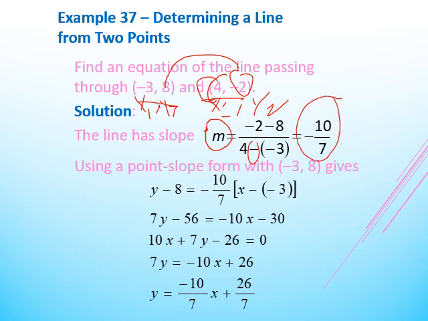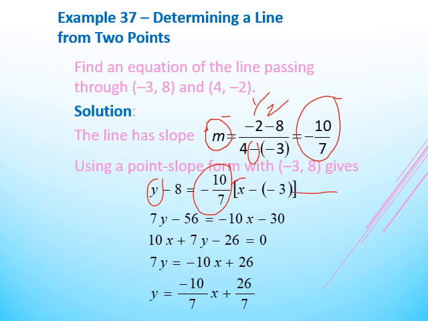Now we will use the point-slope form to get the value of p, by taking y and x as unknowns, using the value of the slope which we got in the first step, and substituting any of the 2 points. We already have 2 points. Choose any one of them and substitute in the point-slope form. So the equation will be 7y minus 56 equals negative 10x minus 30. This is by multiplying both sides by 7.